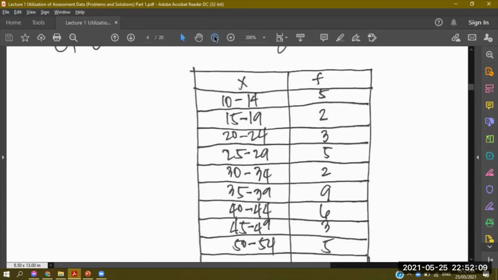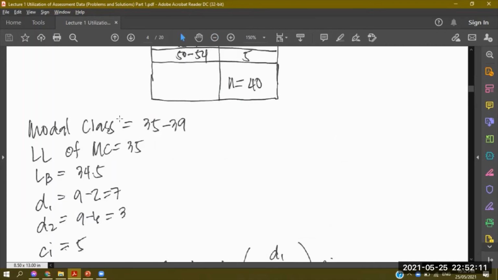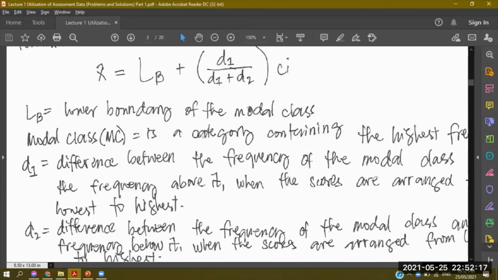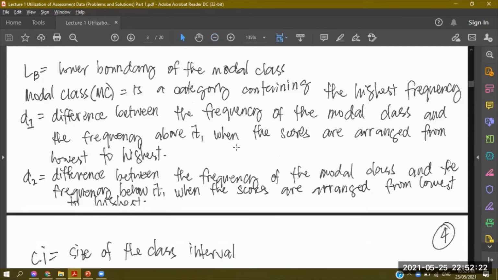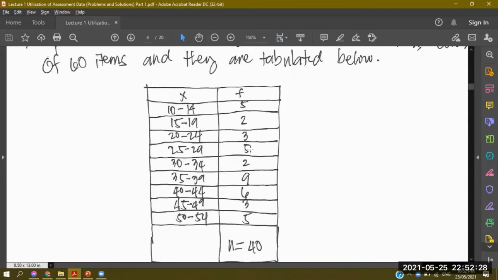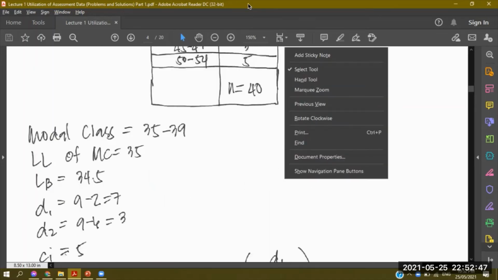So first and foremost, we have to identify our model class. How do we identify it? According to our formula, the model class is the category containing the highest frequency. So the first thing we look for is the highest frequency: 5, 2, 3, 5, 2, 9, 6, 3, 5. Therefore, the highest frequency is 9. Let us find where the 9 is lined up. Therefore, our MC is 35 to 39. So that is our model class, which is why 35 to 39 is written here.